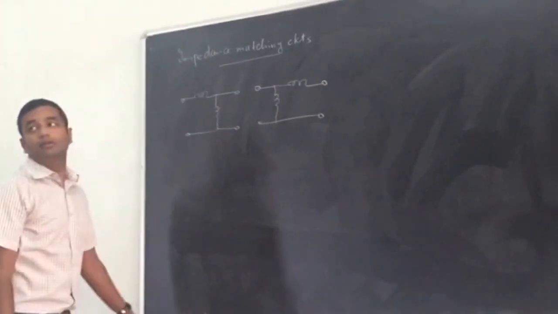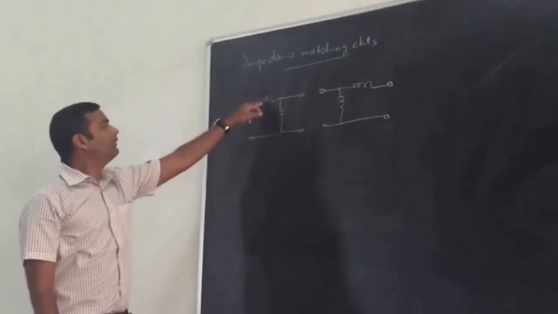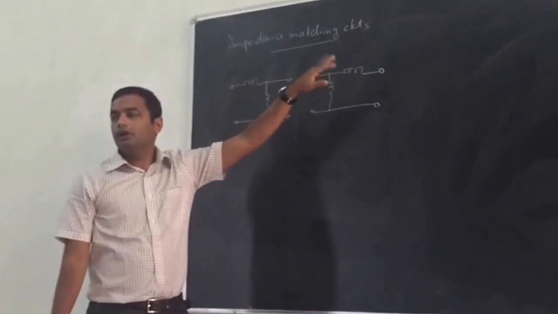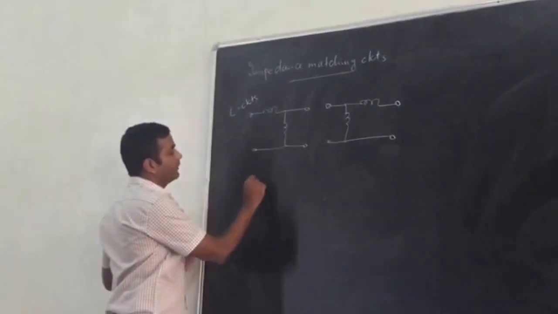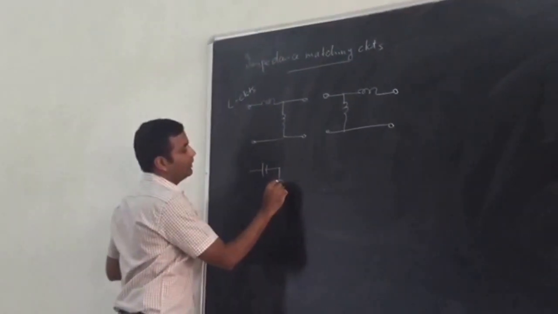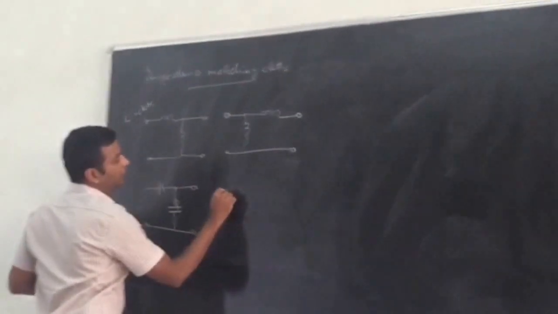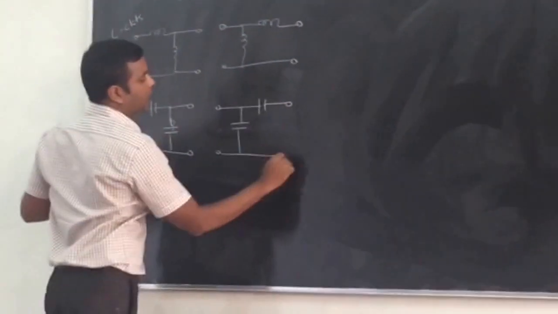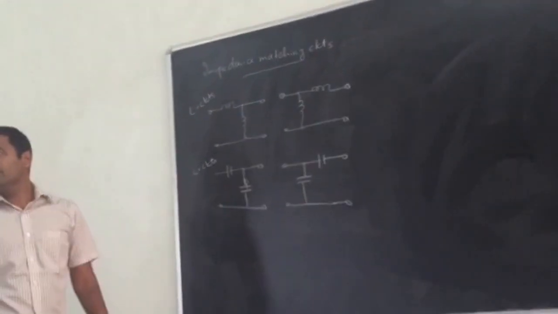What is this gate? What is this fellow? L. What is this fellow called? L circuits. This fellow is called L circuits, both these guys. And what is this one? This is C circuits. Is it not?